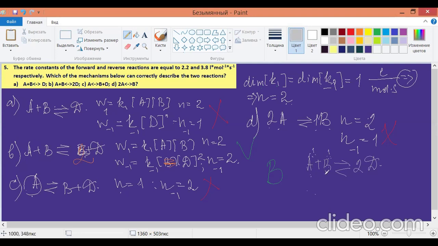of the two rates. I'm sorry, not rates. Okay, 1 plus 1 gives us 2, right? And here we've got 2 before D, which means that we should raise the concentration of D to the second degree, or squared, and that means that that is also equal to 2. Yeah. So it means that only B is consistent with the measurement units of the two constants. Thank you.